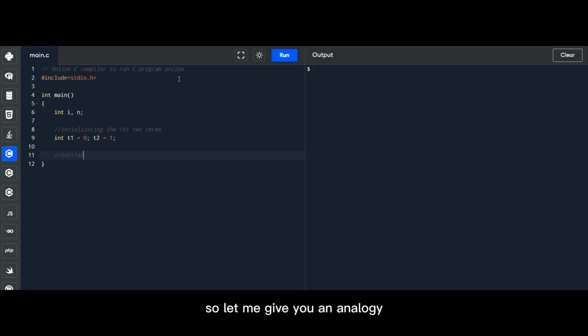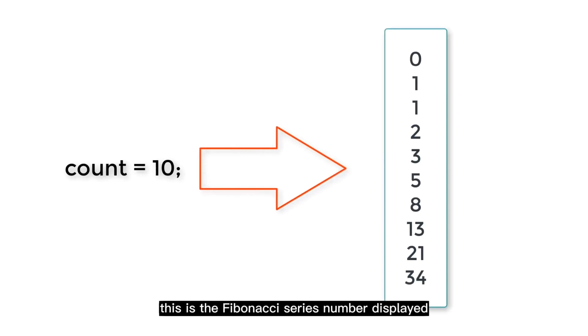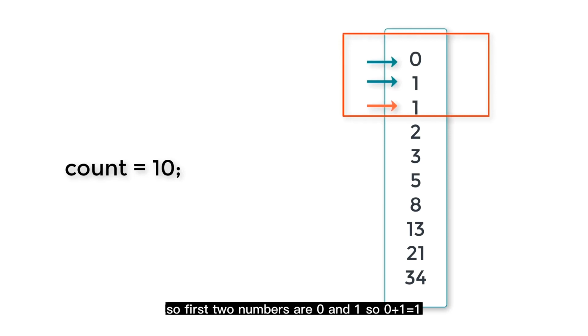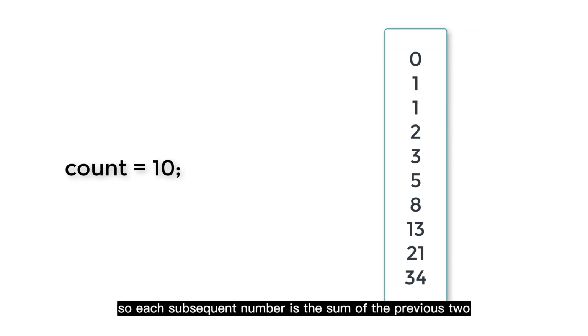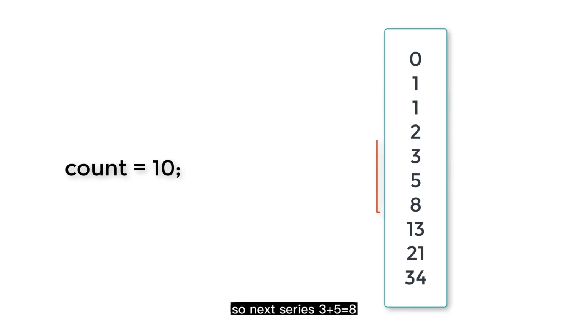So let me give you an analogy. If the user enters count as 10, this is the Fibonacci series displayed. How does it display? The first two numbers are 0 and 1. So 0 plus 1 is 1. Each subsequent number is the sum of the previous two. So 1 plus 2 is 3. Let's keep counting like that. The next number, 3 plus 5, is 8.